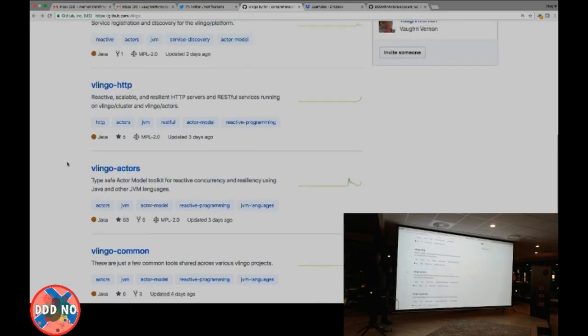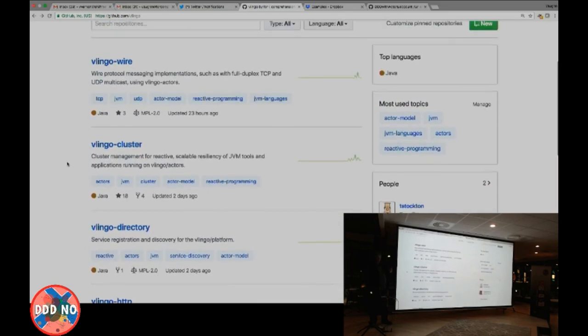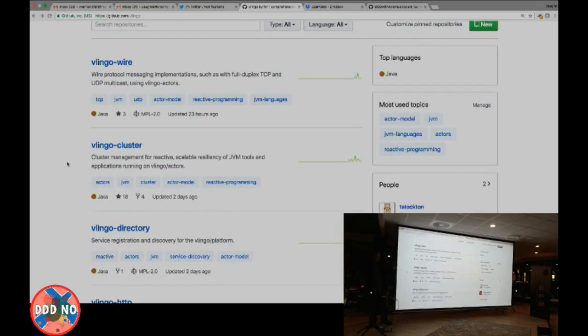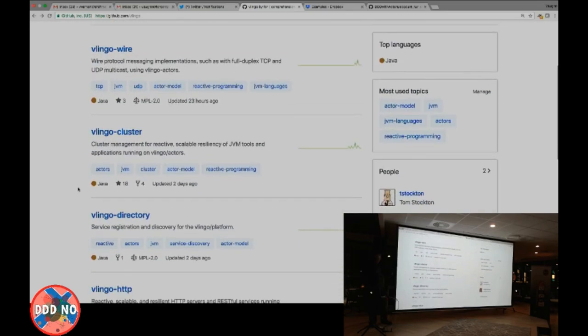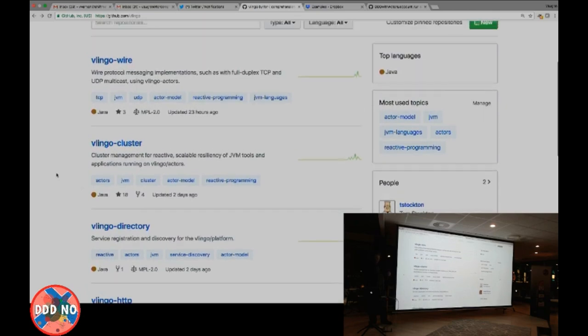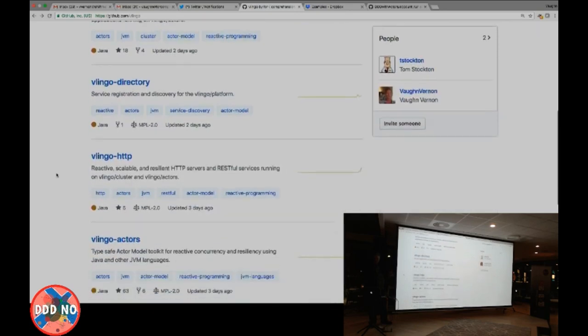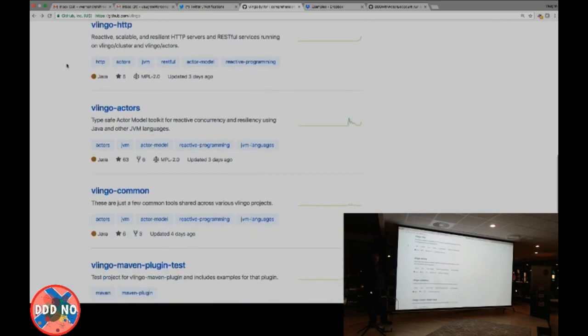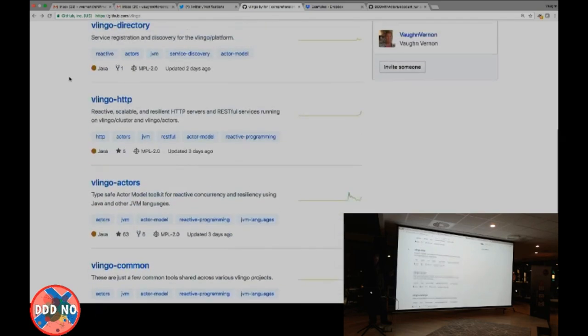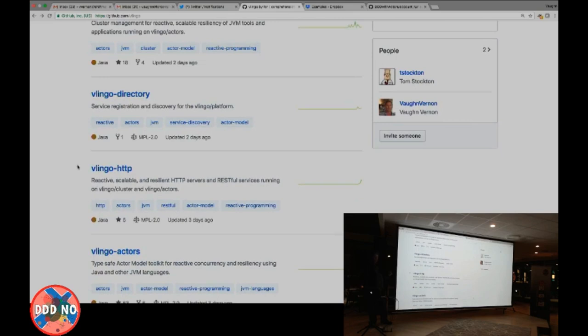And right now there's available a cluster for Lingo, which is any cluster of actors. Wire, which is really just a set of tools for full duplex communication, whether it's UDP or TCP. Directory, which is service registration and discovery. And HTTP, which is making REST interfaces really, really simple. Implement a REST interface in, like, seriously, 5 minutes, okay?